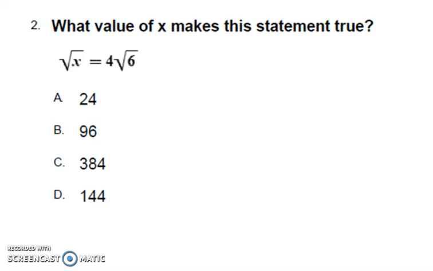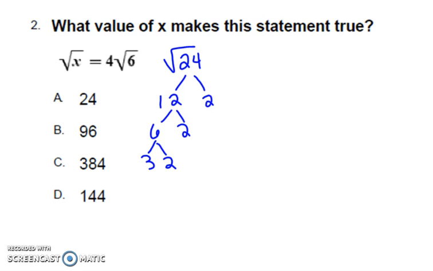Number 2, what value of x makes this statement true? I have the square root of x equals 4 times the square root of 6. Now, there's 2 different ways we can do it. We can start by breaking down each of the numbers, because this is just asking if I have the square root of 24. Well, I know how to break that down. I can do 12 and 2, and then I can do 6 and 2, and I can do 3 and 2. From here, I cross out the ones I've simplified.